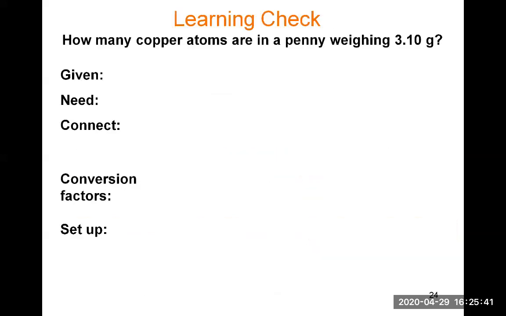So how many copper atoms are in a penny weighing 3.10 grams? The given amount here is 3.10 grams. The question is asking for how many copper atoms. So it's asking for a number of atoms. Atoms, remember, are particles.